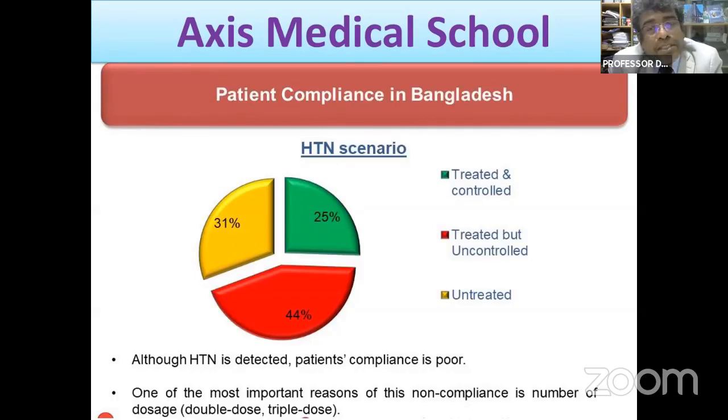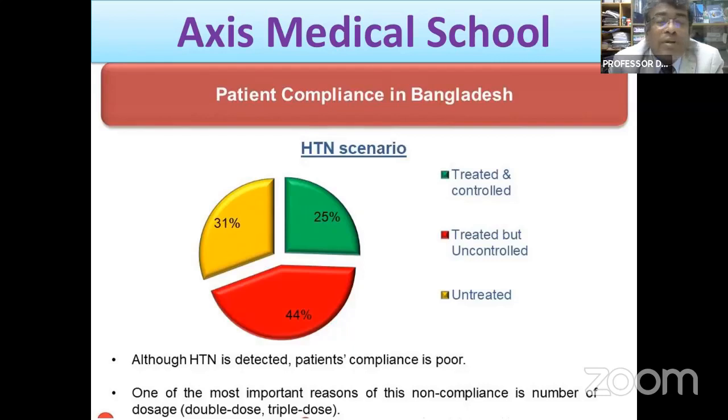So around 25%, that is one quarter of the population suffering from hypertension, is properly treated and their hypertension is controlled. But around 44% of the hypertensive population have got treatment, but their blood pressure is not controlled enough. This may be due to different causes like non-compliance, and there are some other causes. And we will discuss later why this large group, around 44%, their hypertension is not controlled.